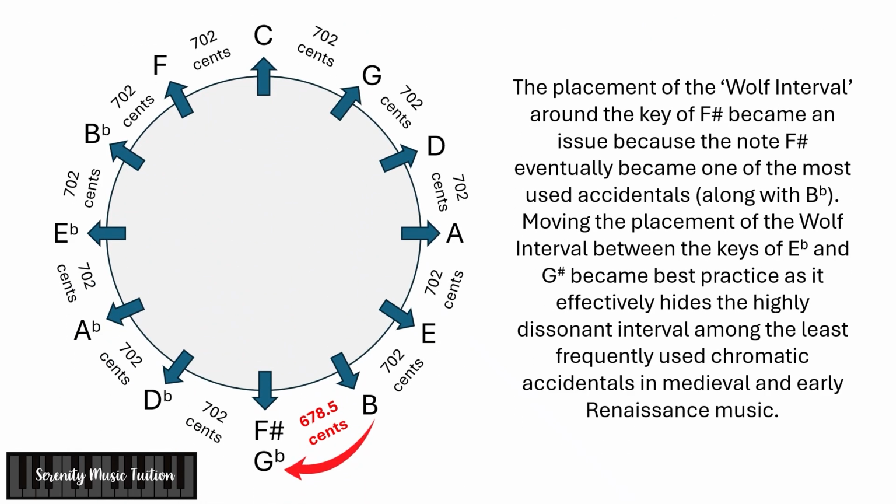The placement of the wolf interval around the key of F sharp became an issue, because the note F sharp eventually became one of the most used accidentals along with B flat. Moving the placement of the wolf interval between the keys of E flat and G sharp became best practice, as it effectively hides the highly dissonant interval among the least frequently used chromatic accidentals in medieval and early Renaissance music.